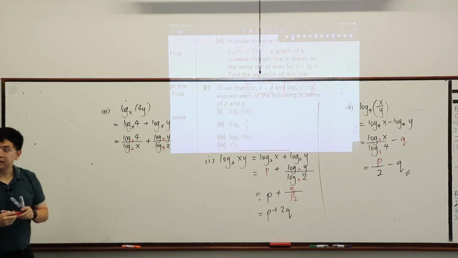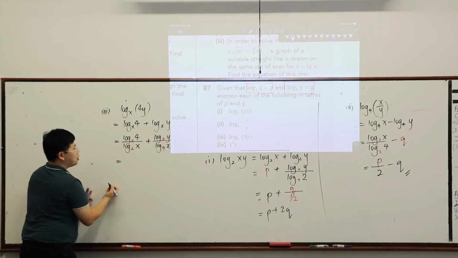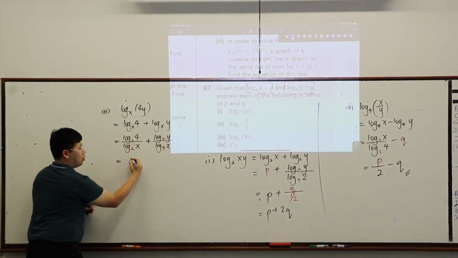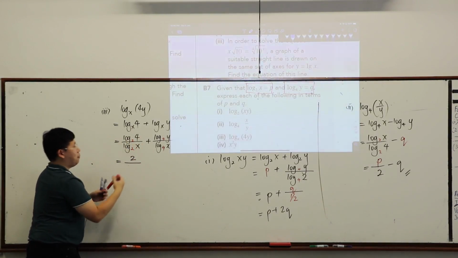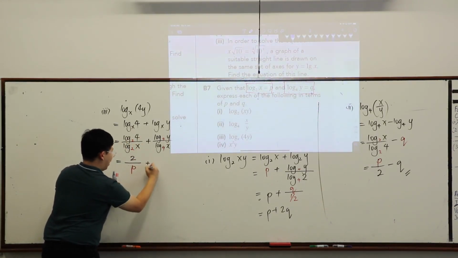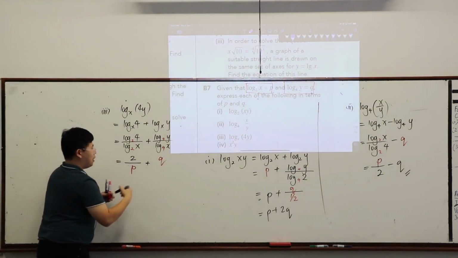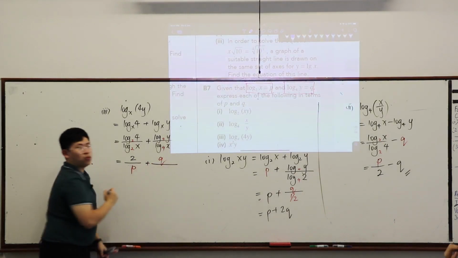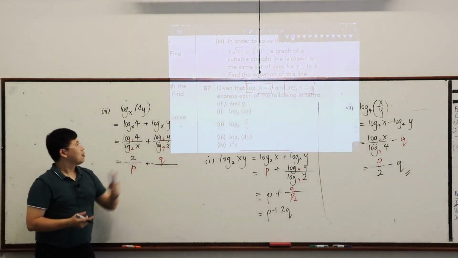Let's settle some easy things first. So what is this over here? This one is going to be log base 2 of 4. This is 2. Log base 2 of x is my p. Log base 4 of y is my q. And then log base 4 of x, I don't know yet. I need to do something to it. What can I do to this one to get back what I want?